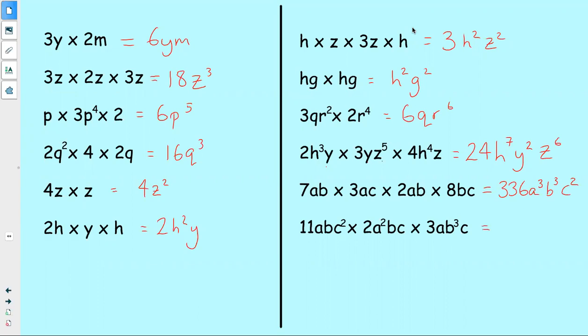This last one here. So 11 times 2 is 22 times 3, so 66. And then it's a to the power of 4. B, just deal with each one separately. B to the power of 5. And C to the power of 4. That's us.